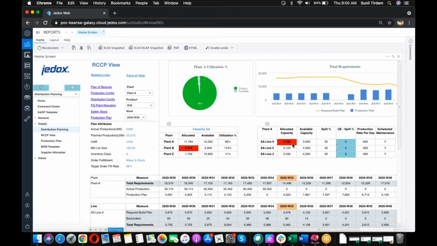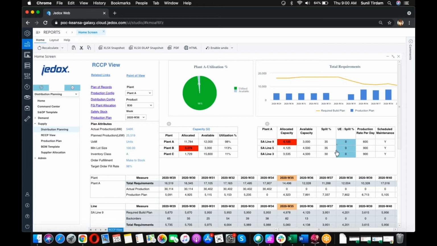But when it comes to line level, we see an error for line 9. The allocated capacity is highlighted here where it says an error. So this is an exception, because the available capacity is less than the allocated. But we can adjust it between our lines.